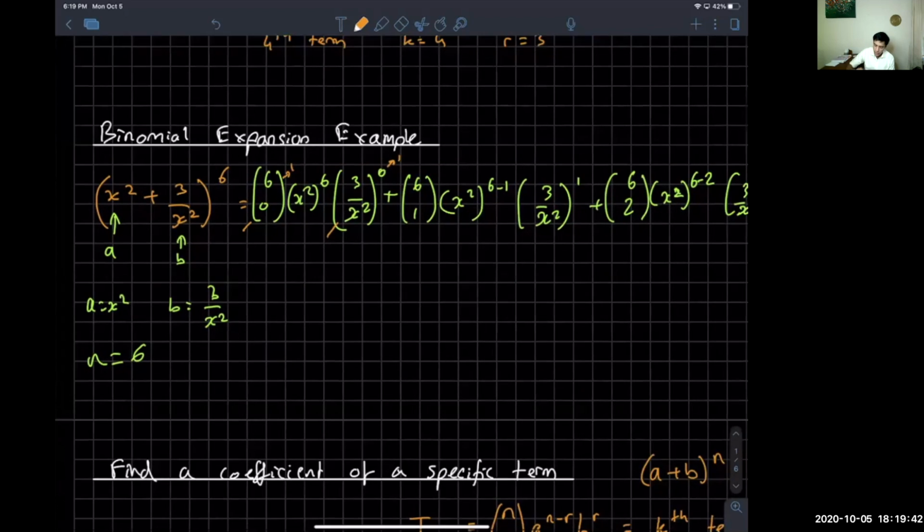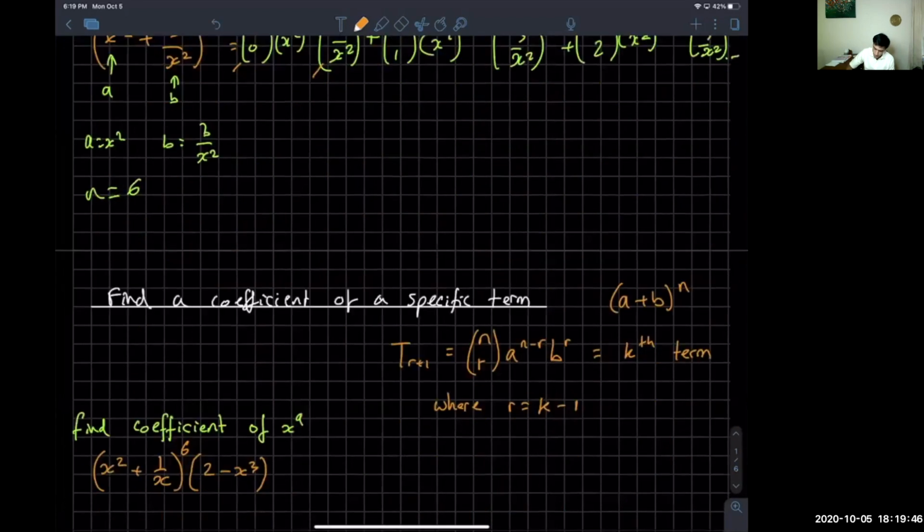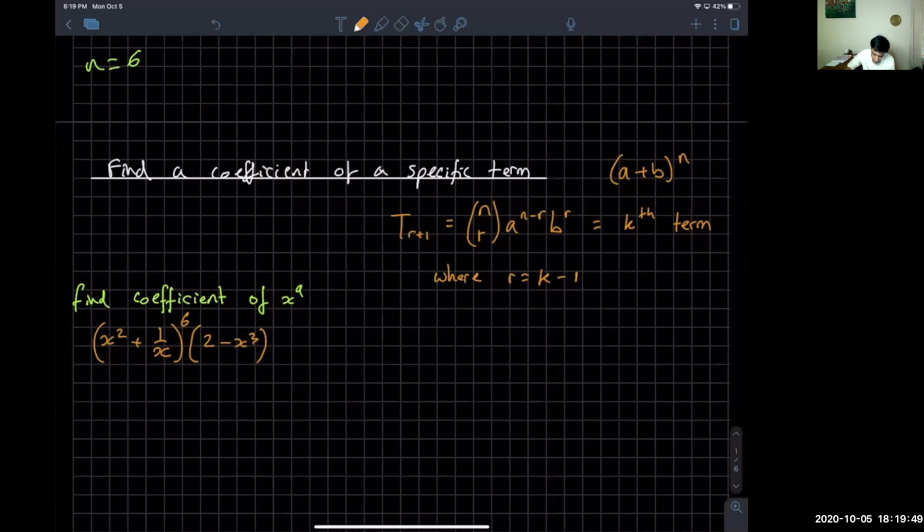So it's important for you to know that anything to the power 0 is 1. Again, I'm not going to do too much of this. This is just plug and chug into an equation. We'll do ones like these.